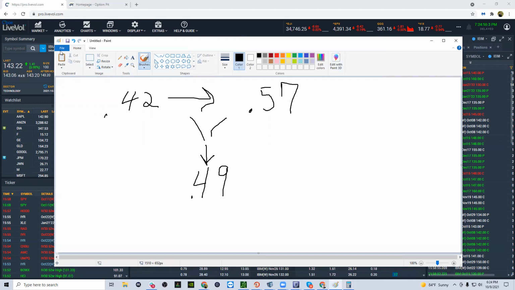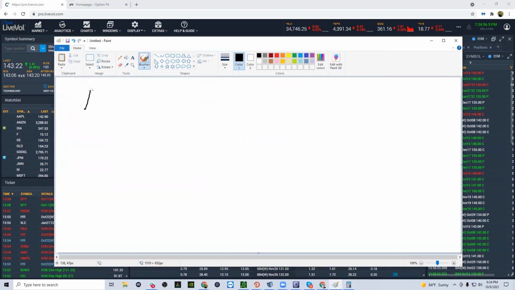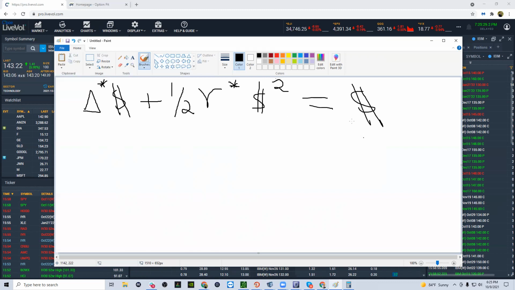So in general, if you want to know what you're going to make on a gap, it is the change in price times the delta, plus 1/2 the gamma times that change in price squared. Real quick and easy way to get to how much money I made or how much money I lost.